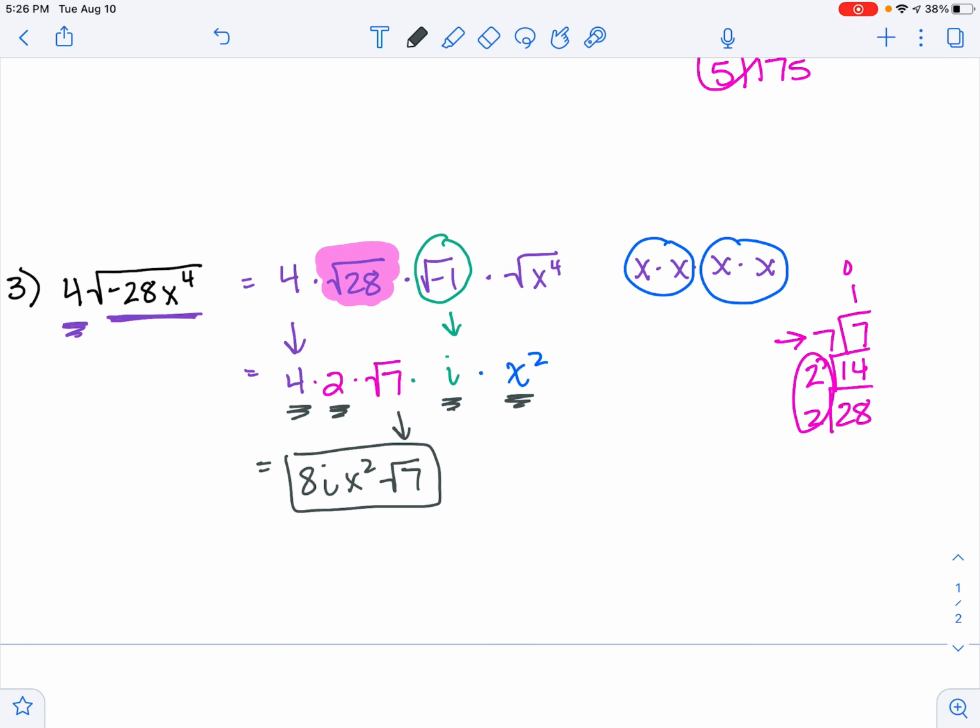Again, this is one term because terms are separated by addition and subtraction symbols, and I don't have any of those. And this one term is imaginary because i is a part of our answer.